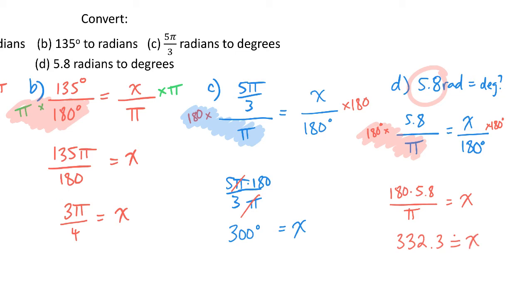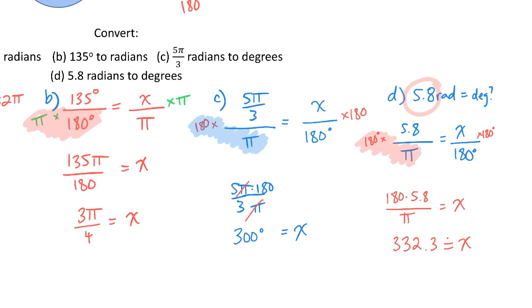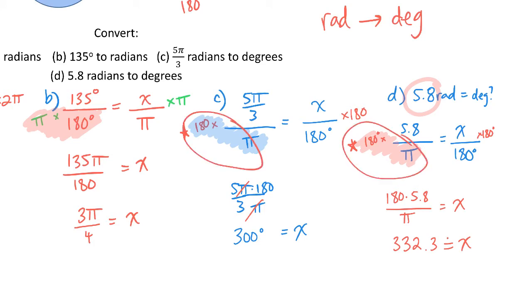So again, I just want to point out this commonality here, that when we were converting from radians into degrees, what we did is we multiplied by 180 over pi. So that's a good strategy.